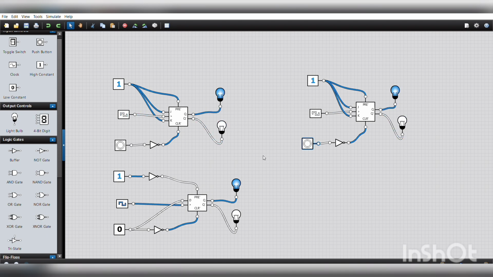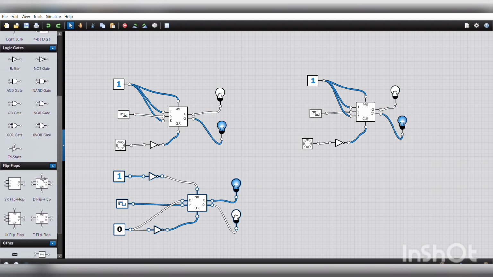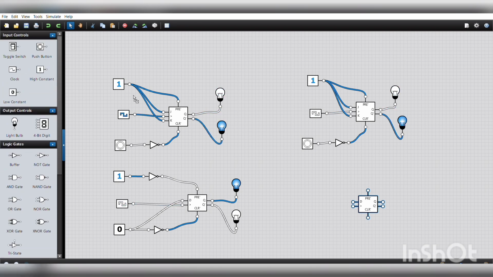Here also I have implemented it previously. Now let us discuss how to implement it. Take a D flip-flop from the tool access bar. For the inputs, we have to use one clock input. So I'm taking a clock, giving it over here, and the connection is given to this input. And for the clear and this input, I'm going to use the low constant from the input control.